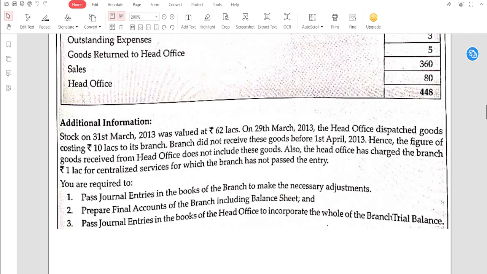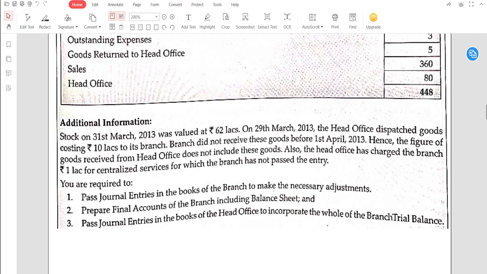And what is mentioned here? The figure of the goods received from HO does not include these goods. Okay, so HO sent the goods to his branch. Branch did not receive these goods before 1st April. So we cannot show it as goods in transit. Rather, we are going to disclose that goods in transit on the asset side. So here you can write goods in transit. ठीक है, यहाँ पे लिख लीजिए goods in transit. कितना होगा goods in transit total? So goods in transit here is for 10 lakh rupees. Perfect. That is what we have done.